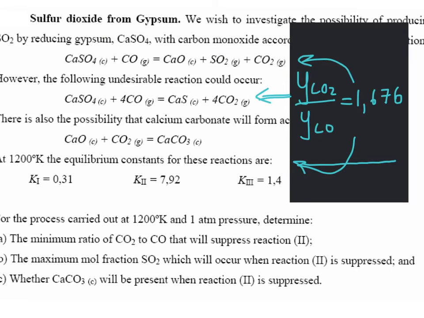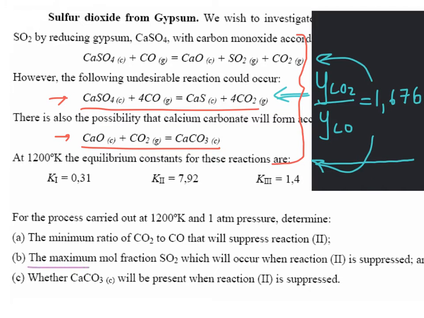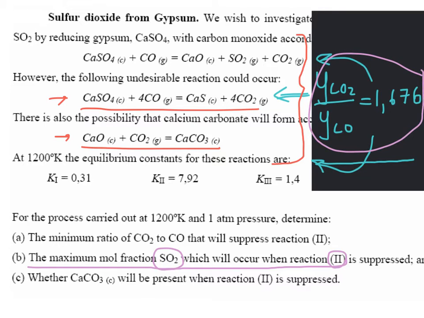What we must now keep in mind for subsequent calculations is that the mixture composition applies to all three reactions. It is in the same reacting vessel. I cannot have a different mixture composition just because I'm considering a different reaction that occurs in that same vessel. So when we are asked what the maximum mole fraction of SO2 in the reactor will be when reaction 2 is just suppressed, it implies this is the composition, or the ratio of carbon dioxide to carbon monoxide, in the reacting vessel.